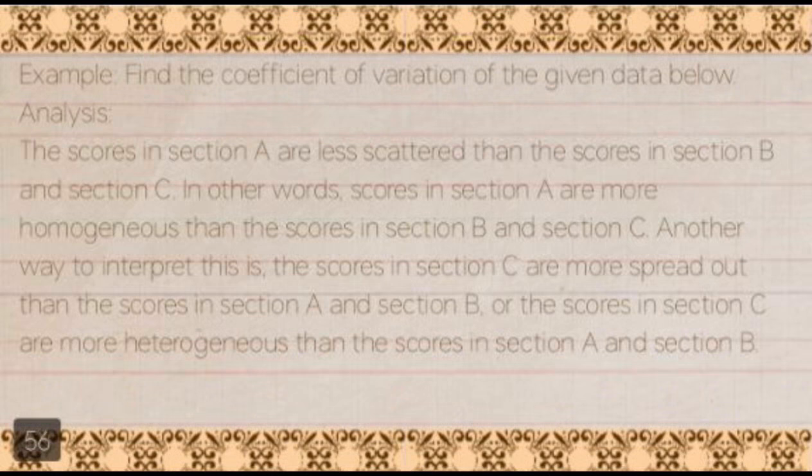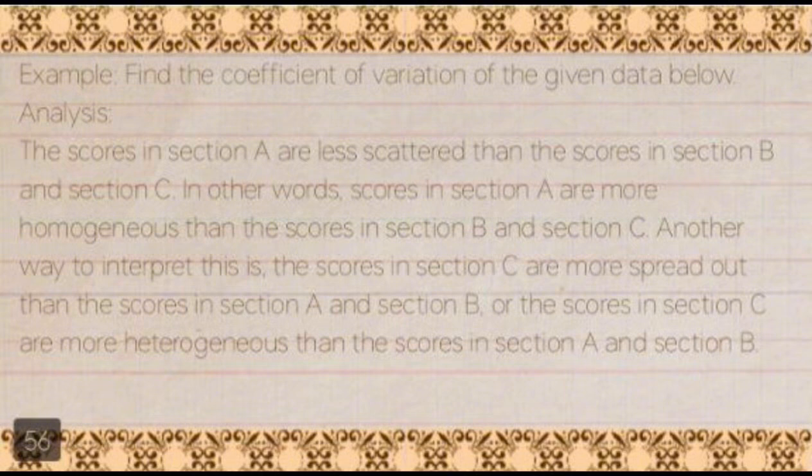So here is the example. Find the coefficient of variation of the given data below. The analysis here is the scores in section A are less scattered than the scores in section B and section C. In other words, scores in section A are more homogeneous than the scores in section B and section C. Another way to interpret this is the scores in section C are more spread out than the scores in section A and section B, or the scores in section C are more heterogeneous than the scores in section A and section B.